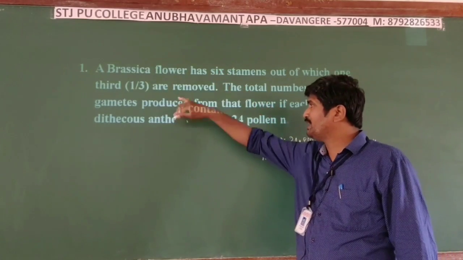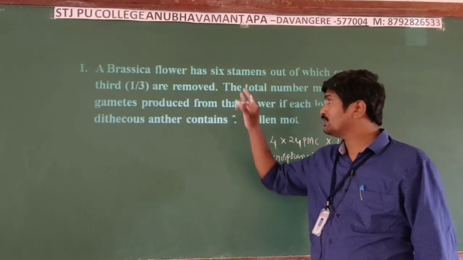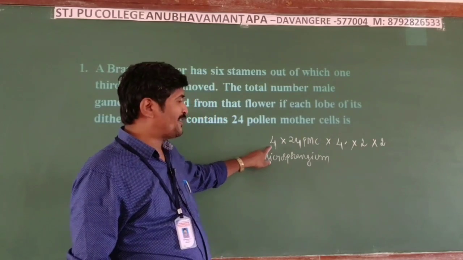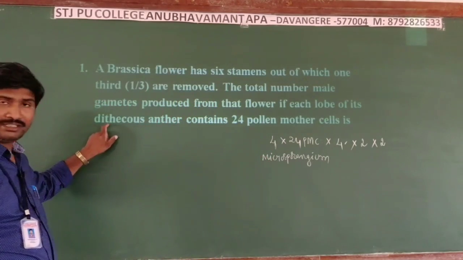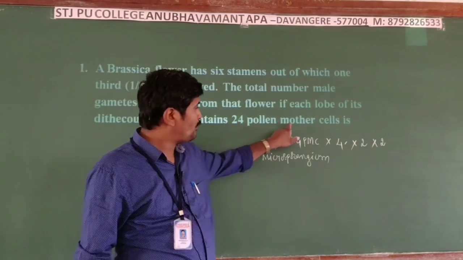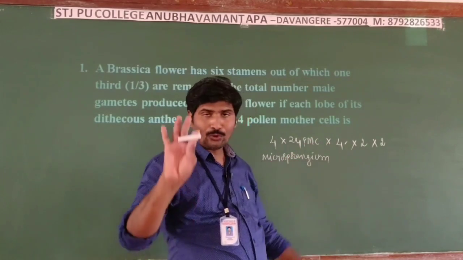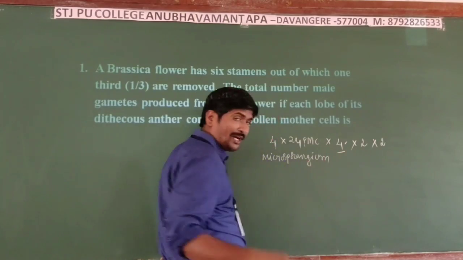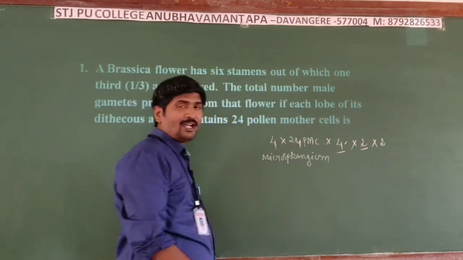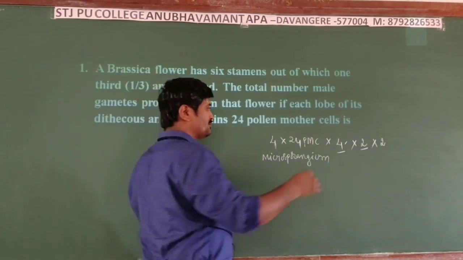Next, out of 6 stamens, how many are removed here? 1/3 means out of 6, 4 are removed and 2 are present. Clear? See here. 4 microsporangia, that is tetrasporangiate. Each lobe contains how many pollen mother cells? 24 pollen mother cells. Each pollen mother cell gives rise to 4 microspores. Each microspore is nothing but a pollen grain. Each pollen grain contains how many male gametes? 2 male gametes. The generative cell divides mitotically and gives rise to the 2 male gametes.